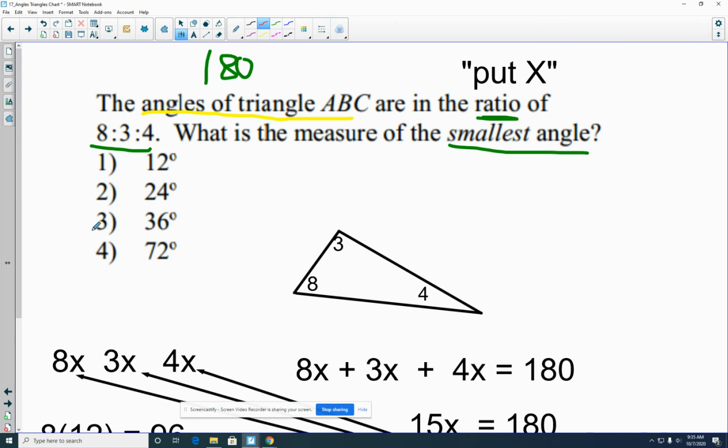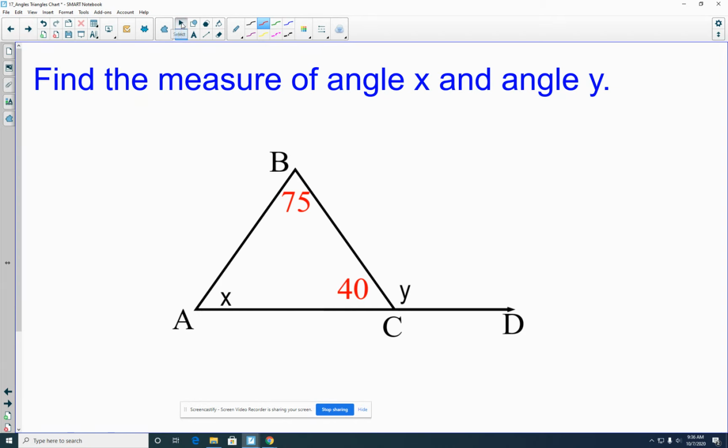So the smallest angle is 36. Okay. So again, when we have that ratio, it just means you put an x next to each piece and then begin to solve. Ratios come up all the time, so please make sure you have that kind of ingrained now. Ratio, put an x. Okay, moving on.